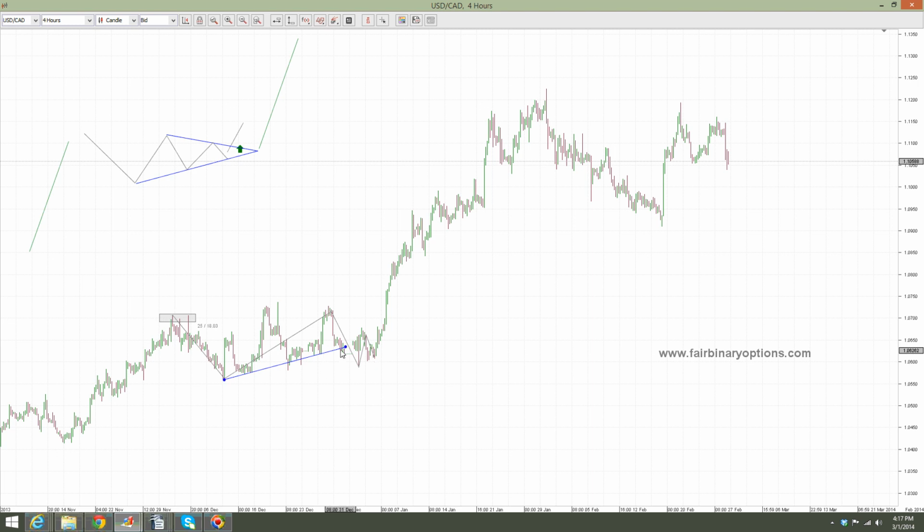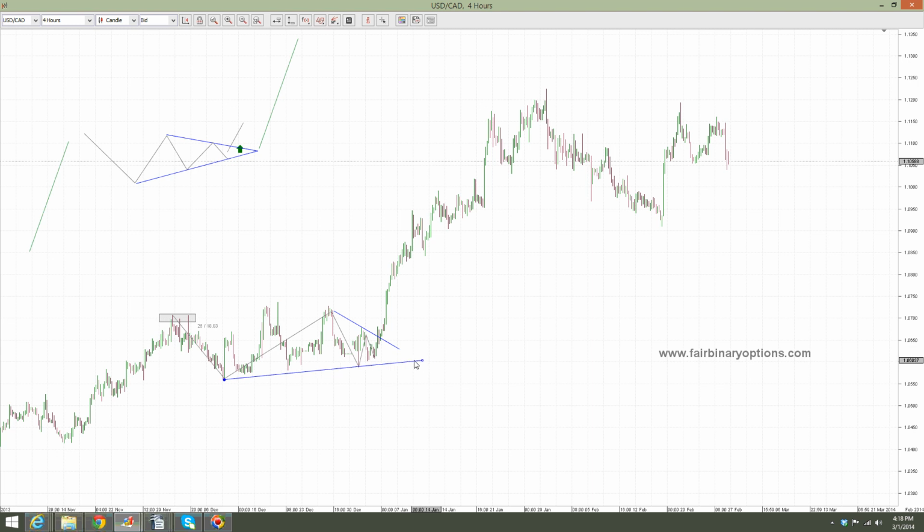Now, the contracting triangle travels within 5 legs, A, B, C, D, E. So the trend line here will be the A and C trend line, and the trend line here will be the B and D trend line. So the thing to do is to wait for the B and D trend line to be broken.